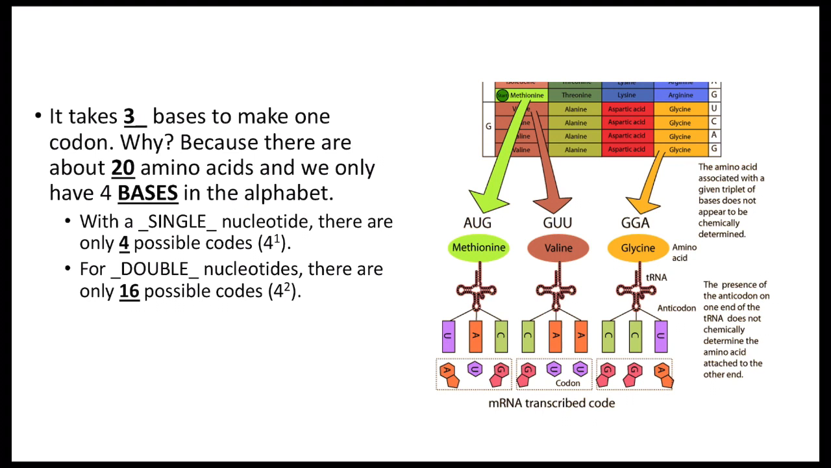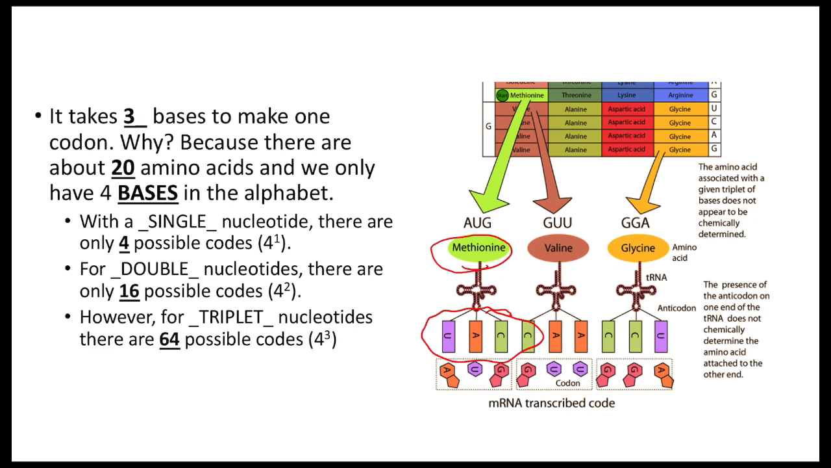The amino acid associated with a given triplet does not seem to be chemically determined. So the presence of the anticodon on one end of the tRNA, which is transfer RNA, we will talk about that in a minute, does not chemically determine the amino acid attached to the other end. You can see here there's a triplet code, and then this is referring to the amino acid here. And sorry, I left this out for the 64 part.